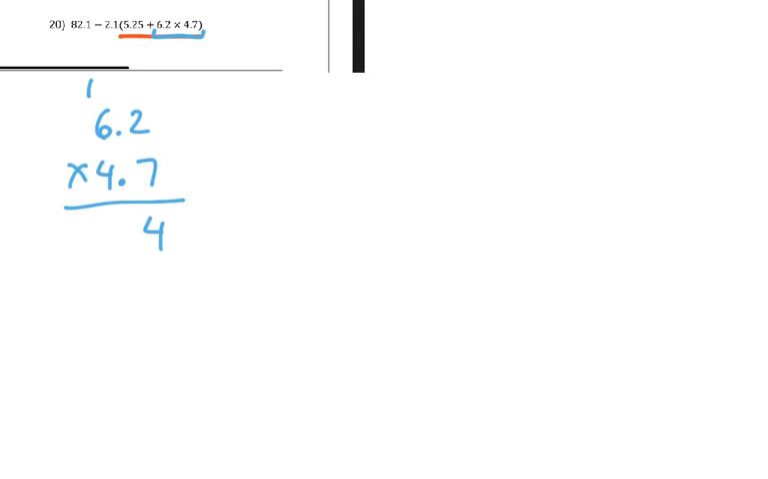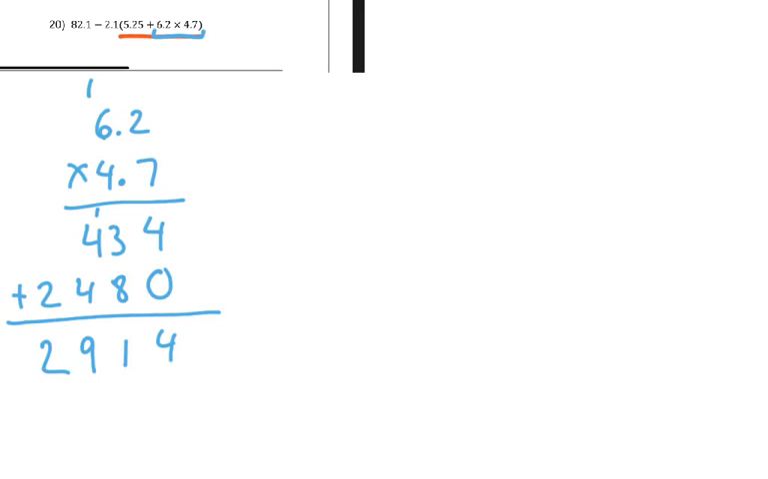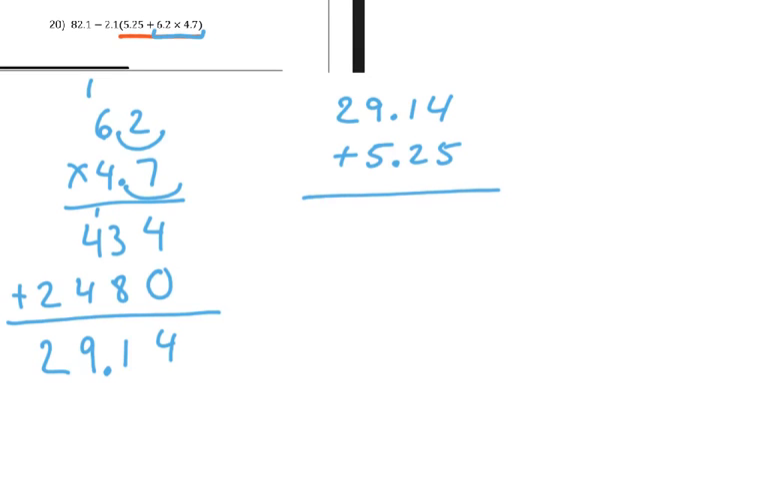So we're going to do 6.2 times 4.7. 2 times 7 is 14, carry the 1. 7 times 6 is 42, plus 1 is 43. We go down 1, so we put a 0. 4 times 2 is 8. 4 times 6 is 24. And we add. When we add these together, we get 2914. Notice that we have moved the decimal places over 2, so we have 29.14. Now with 29.14, I'm going to add 5.25 to that, and this gives me 34.39. So now the inside portion is 34.39.